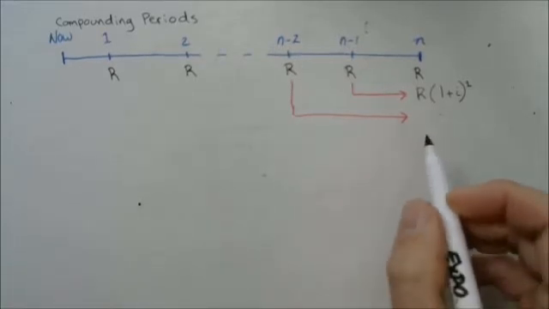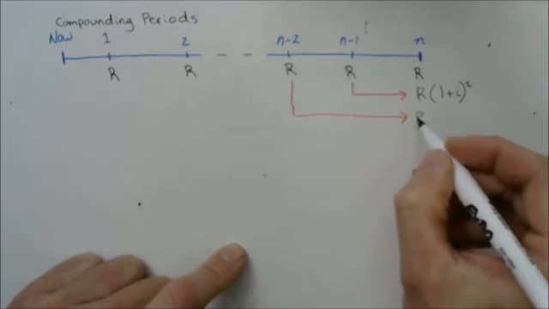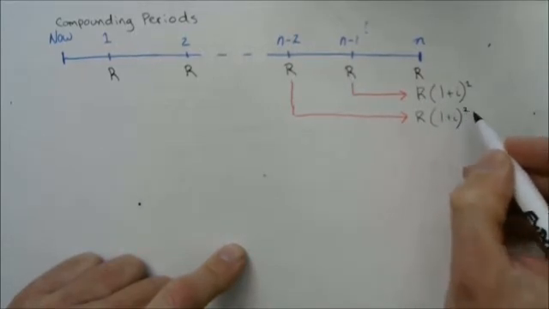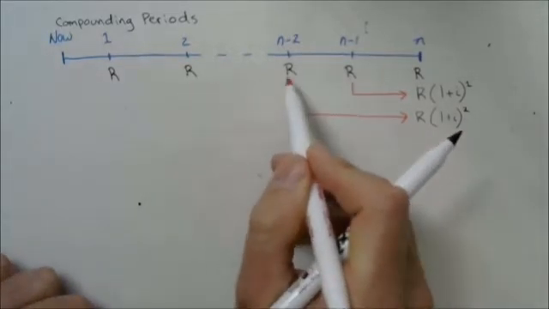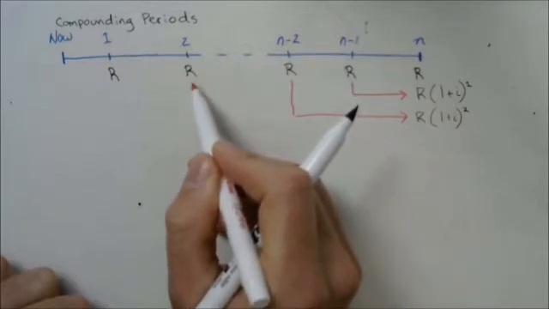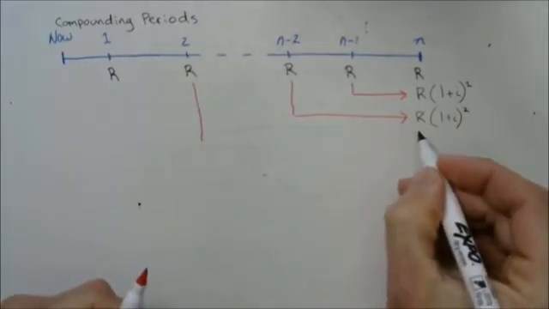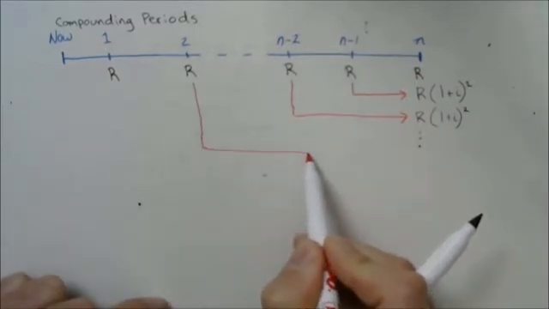Third last payment. It's going to be in for 2 compounding periods. So we've got the regular payment. It's going to accumulate interest over 2 compounding periods. And we can go all the way down the list for all of these until we get all the way back to our first payments. I'm just going to go dot, dot, dot. And we'll bring this guy over.